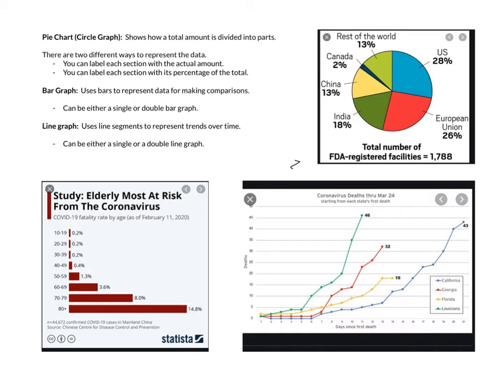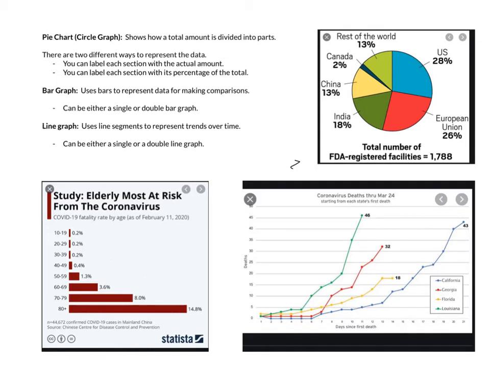For instance, the U.S. has the highest percentage of FDA registered facilities. It has the largest pie piece. Canada has the smallest in terms of what we're given here. It is represented by the smallest piece. To figure out how many of the facilities are in these different regions, you will need to take a percentage of the total.